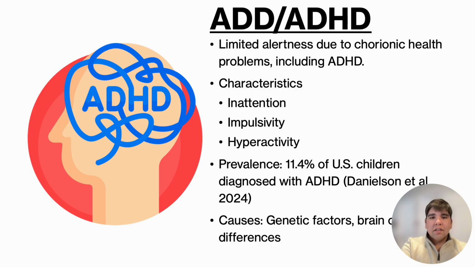Key characteristics include inattention, impulsivity, and hyperactivity. ADHD is highly prevalent. About 11.4% of U.S. children have been diagnosed, and 10.5% currently have ADHD. Causes are primarily genetic, with differences in brain chemistry and some environmental factors contributing.